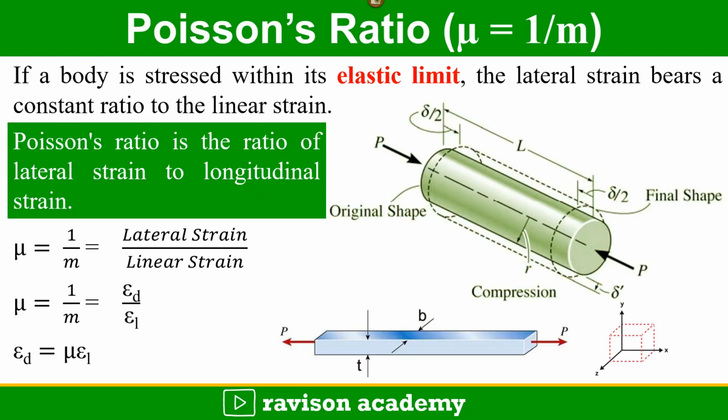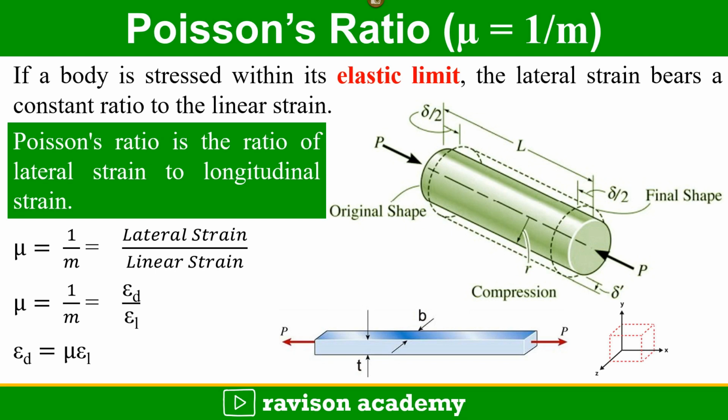Coming to the Poisson's ratio, when the body is stressed or compressed within its elastic limit, what happens? The length is reduced, at the same time the diameter gets increased. At which ratio does it increase or decrease? The Poisson's ratio is the ratio of lateral strain to the longitudinal strain. Here we denote the Poisson's ratio by mu, or 1 by m, that is nothing but lateral strain by linear strain. Lateral strain is the strain acting on the diameter side, and linear strain is the strain acting on the length side. So Poisson's ratio is 1 by m.